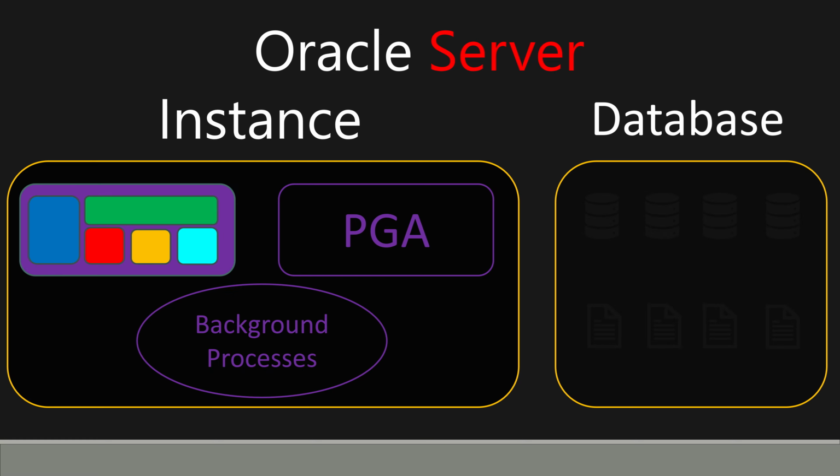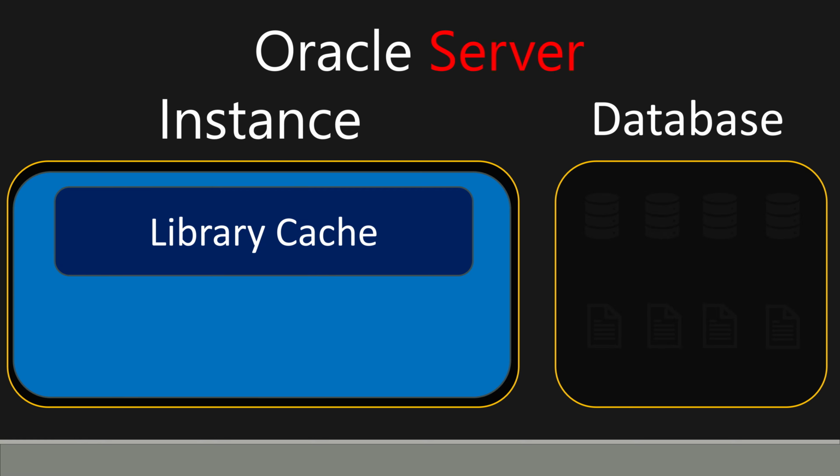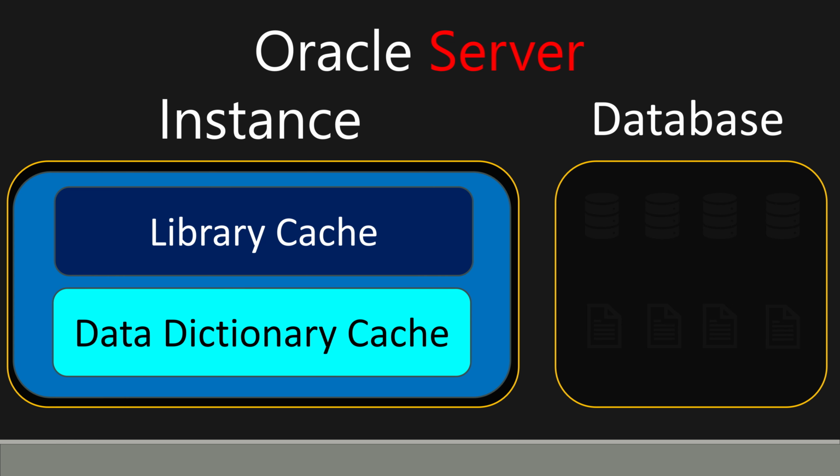Shared pool is responsible for SQL parsing and execution planning. Shared pool contains library cache and data dictionary cache. This helps Oracle efficiently reuse SQL execution information.